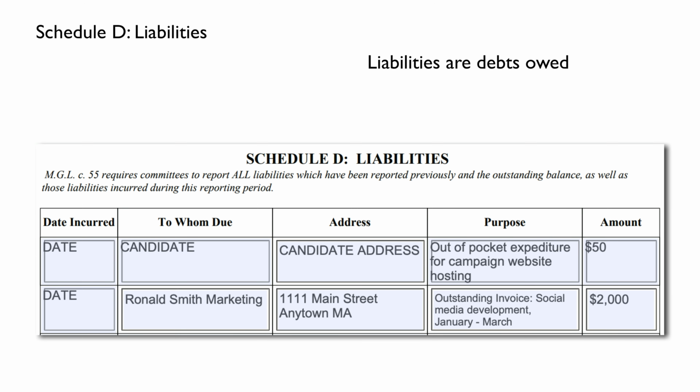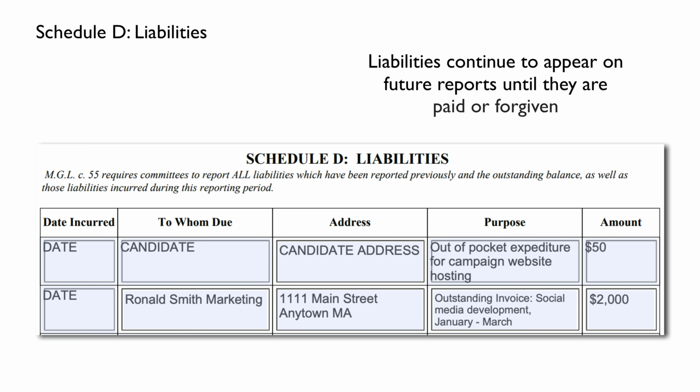Liabilities are debts owed. Typically, liabilities are candidate loans. Liabilities are also unpaid bills. Liabilities continue to appear on future reports until they are paid or forgiven.